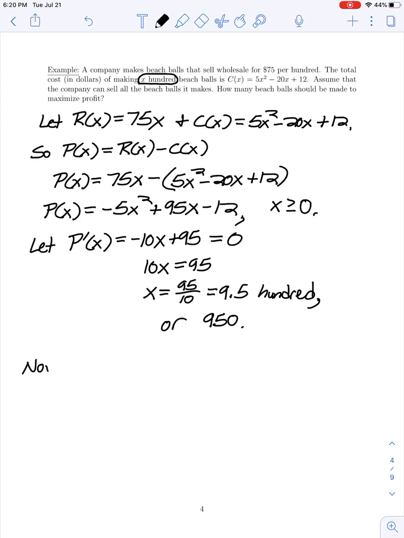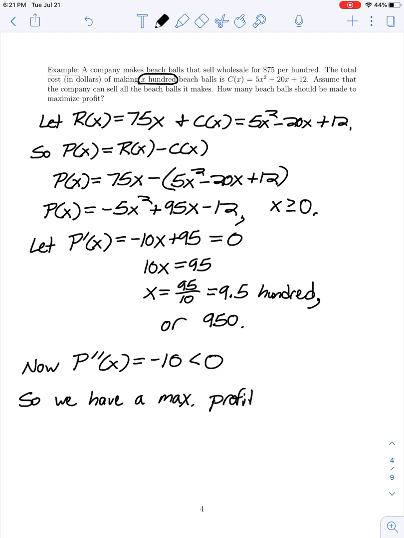Here, the second derivative test is pretty straightforward. If we look at P''(x), its value is -10, which is certainly less than 0, which means that our function is concave downward everywhere. Therefore, at our critical value, our function is concave down, and that critical value is giving us a local maximum. So we have a maximum profit if manufacturing and selling 950 beach balls.